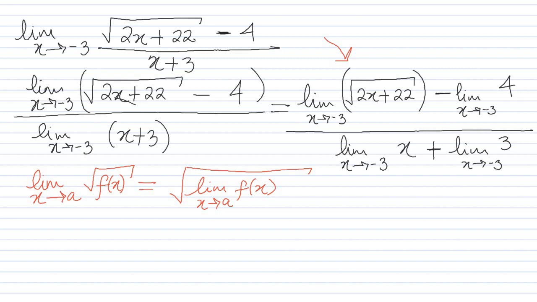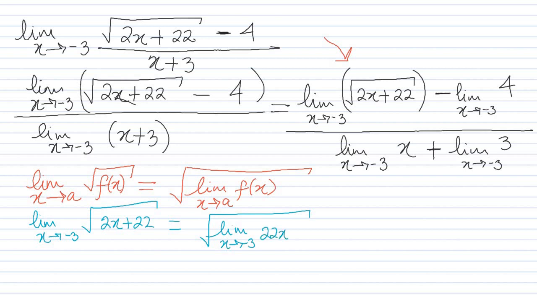So now, when we apply it, we're going to end up with the limit as x goes to -3 of 2x plus 22. We're going to end up with the square root of the limit as x goes to -3 of 2x plus 22. So this is literally the answer. So now that we've done that, we can now start solving.